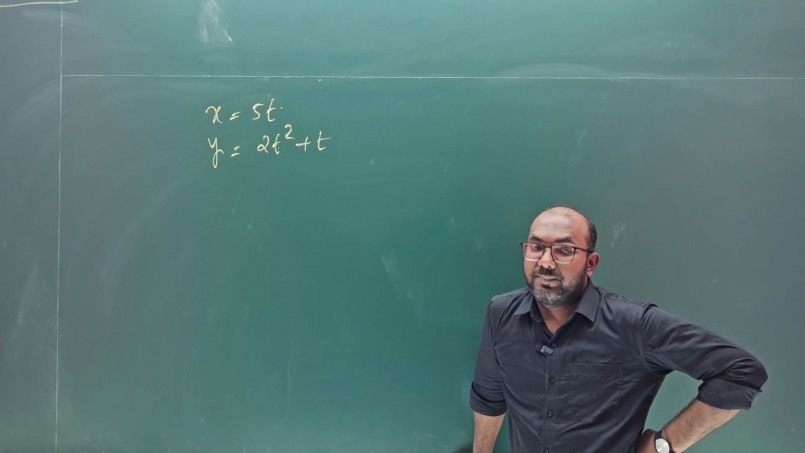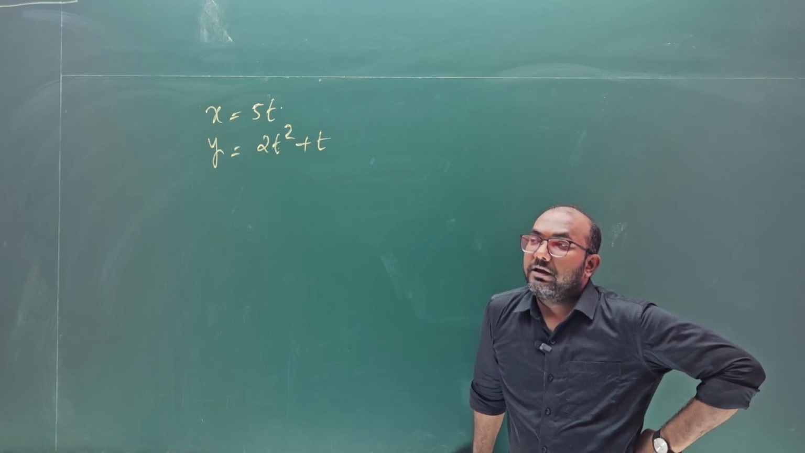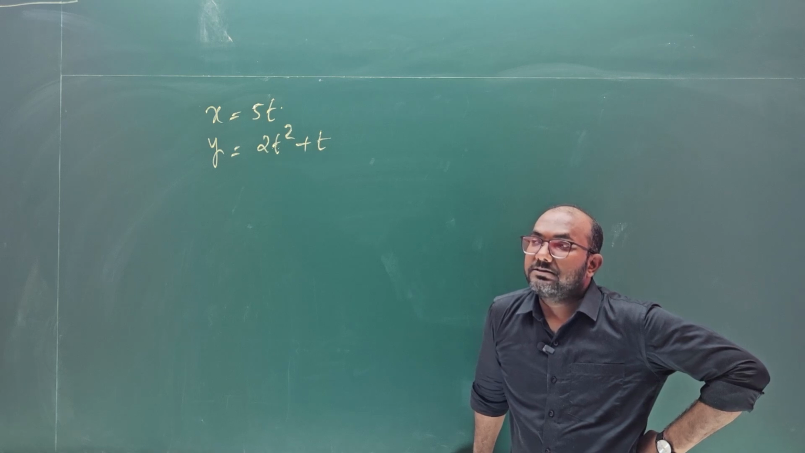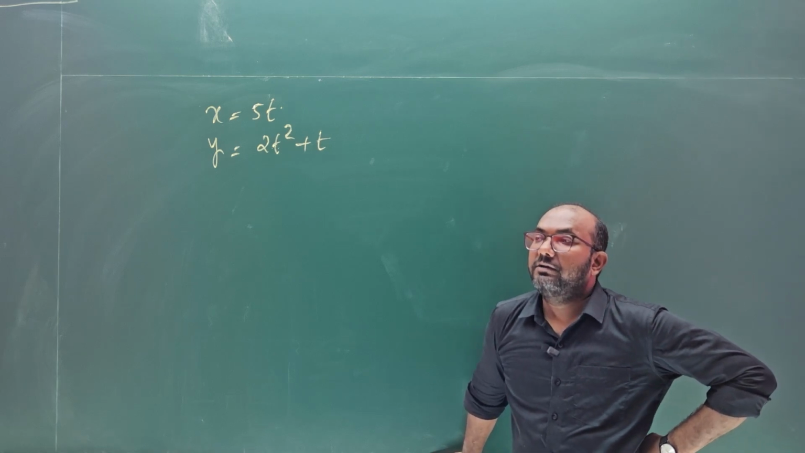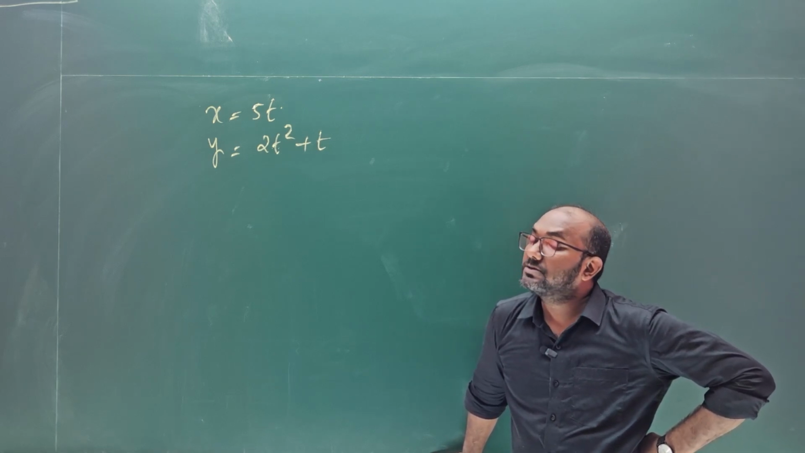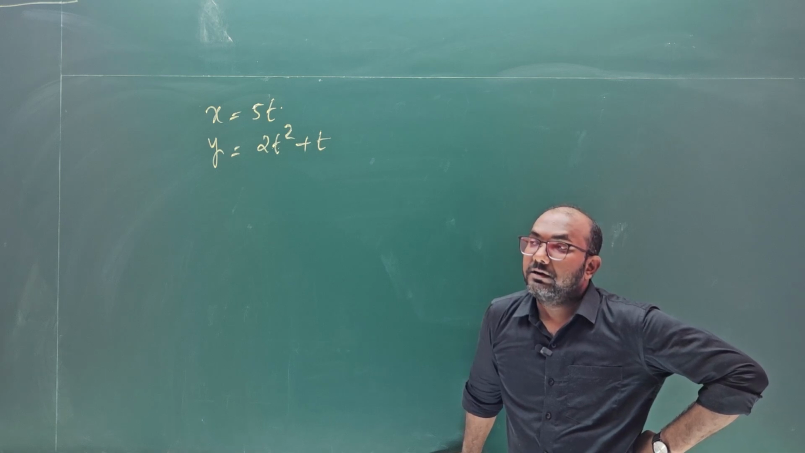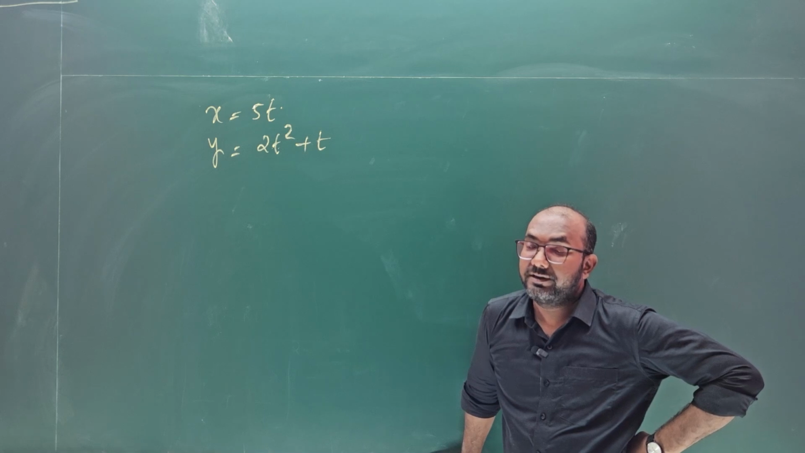It is moving in a curved path. First thing, x is given, y is given. x is given as 5t, and y is given as 2t squared plus t. And they are asking you the time period. Find the time period. The angle is given as 45 degrees.